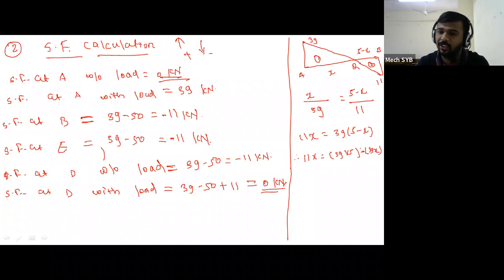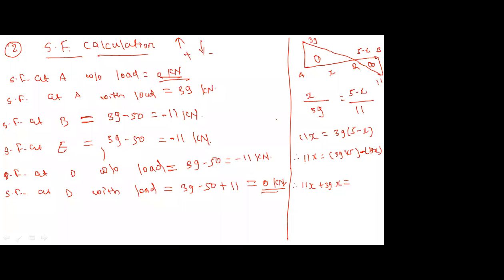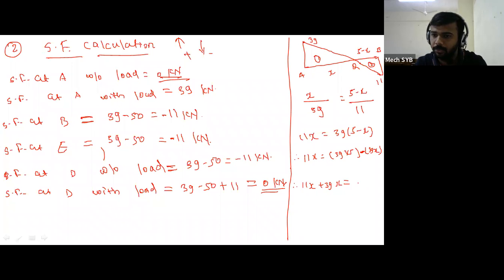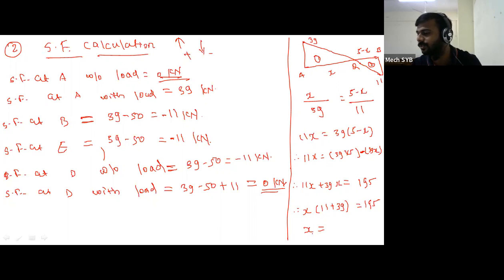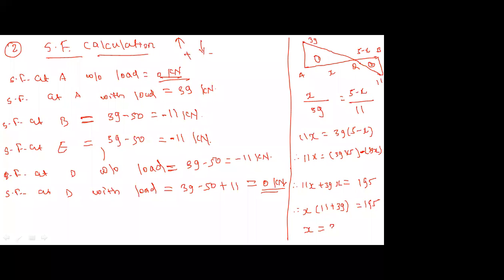So this 39 into x is present at the right side and it is negative. Right, 39 into x is on the right side where it is negative, if we take it to the left side it becomes positive. So 11x plus 39x equals 39 into 5, which is 195. Taking x common, 11 plus 39 is equal to 195. Then what will be the x distance? 3.9.